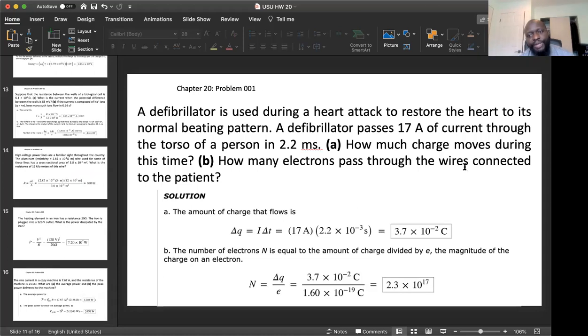How many electrons pass through this? We take the number of charges divided by the electronic charge. We know how many electrons are in that charge. One electron has this charge. How many of these charges are in this charge? It gives us the number right here. Okay.